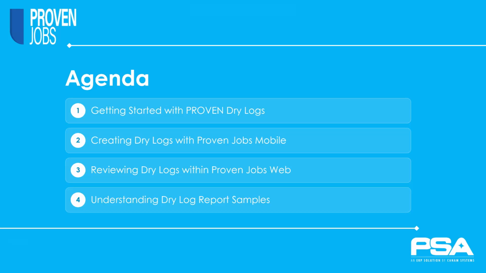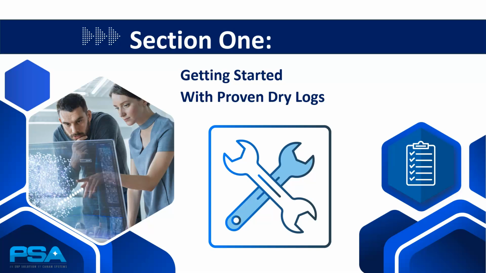We will cover 4 areas today in our Proven Dry Logs session. First, we will review the company settings required to get Proven Dry Logs ready for use. Second, we will create a dry log from the Proven Jobs mobile application. Third, we will review and validate this information in our Proven Jobs web system. And then finally, we will look at the PDF report and how that information is organized for a clear and professional record. Let's get started with Proven Dry Logs and start with company setup.